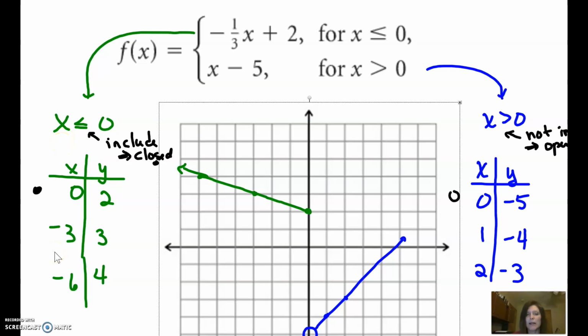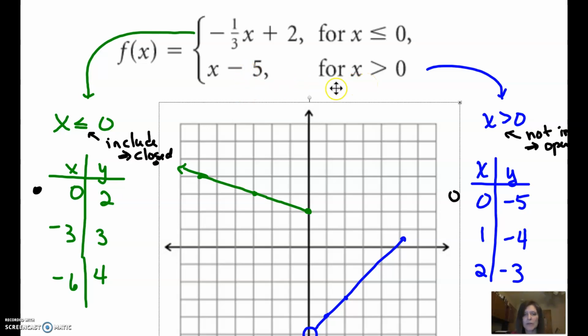Why 3 and not -1? Because I'm looking at the denominator here and I want to use a multiple of that so that I get nice integer answers to graph. And then just for good measure, we'll try -6. Plugging these into this top formula, you should get a 2, a 3, and a 4. So you see on my graph here, I graphed (0, 2), (-3, 3), and (-6, 4). It's a half line. It just keeps on going to the edge, but it doesn't go to the right because that formula is only for x's that are less than or equal to 0.